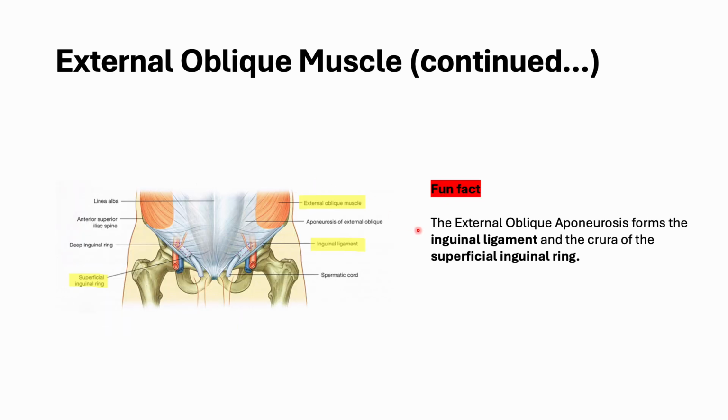This is just a fun fact, and important, of course. So the external oblique muscle, actually its aponeurosis, is what forms the inguinal ligament. So that's what we're seeing here. We have the external obliques and then the inguinal ligament here, and it also forms the crura of the superficial inguinal ring, which you could see right here.